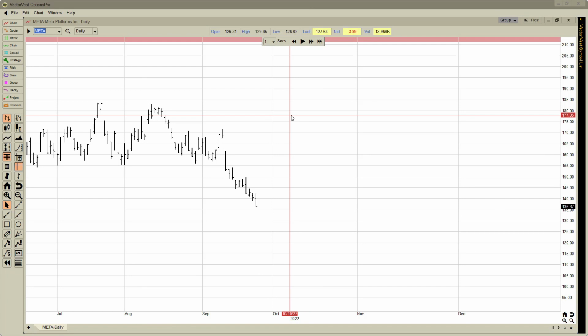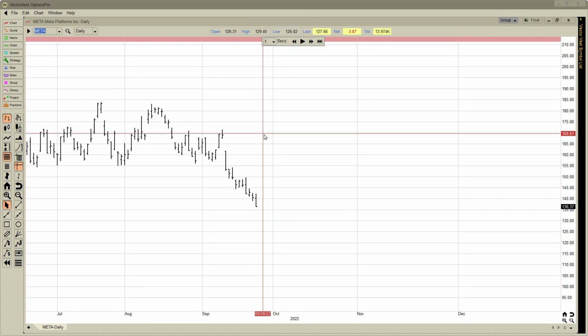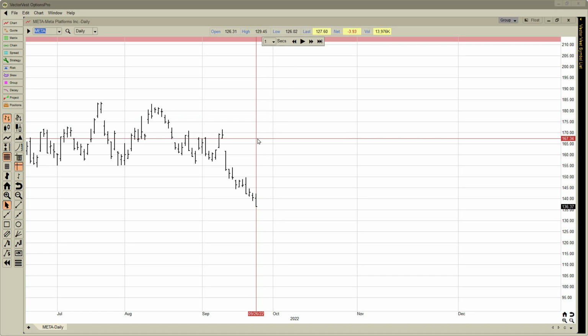Okay, so here we have a graph of Meta. I have the graph moved back to the date I took the trade, which was September 26th. Now, let's talk about how we can make money here. Well, number one, we can short the stock. We can just sell 100 shares, 500 shares, 1,000 shares, as many as you want.